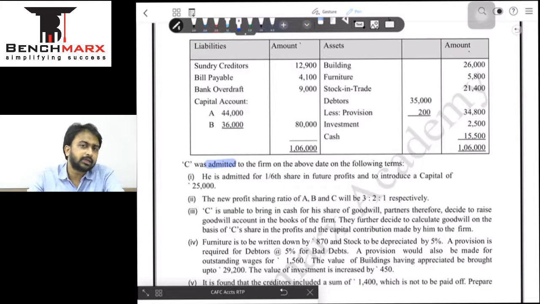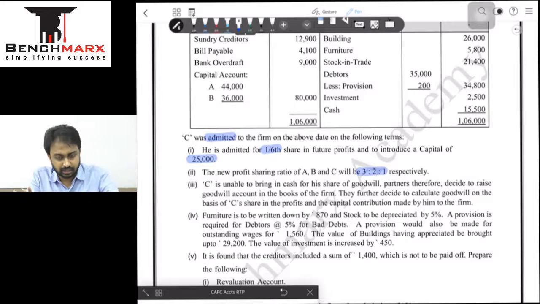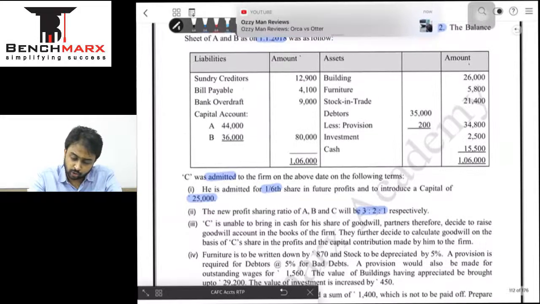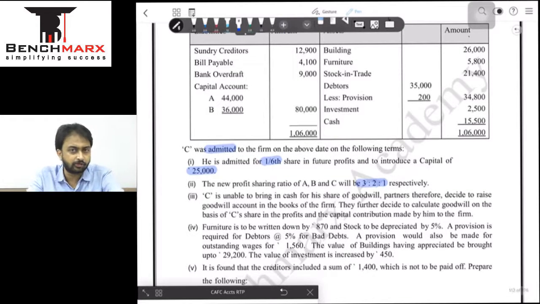So obviously when a partner is admitted, we are going to have some terms and conditions as well. This is what the terms are. His share of profits is 1/6, okay, and he is introducing a capital of 25,000. So 25,000 is his capital contribution. 1/6 is his share in the profits. Okay. The new PSR is 3:2:1. So in a case where the new PSR is given, we do not need to find out the new PSR. Old PSR is 3:2. The new PSR is 3:2:1. So we already have the old and new PSR.